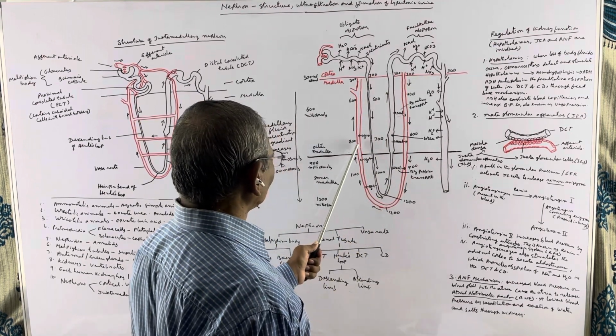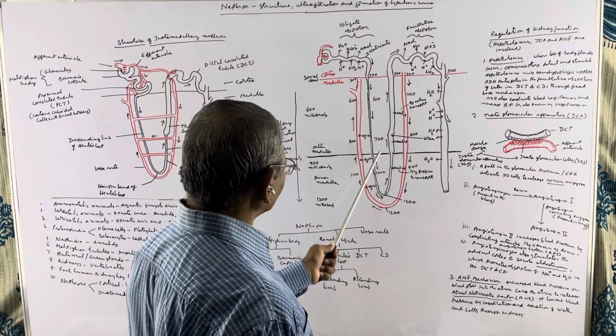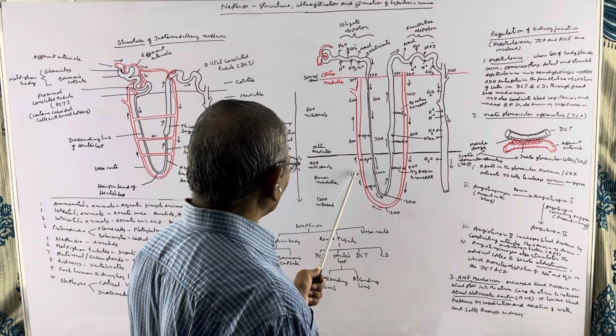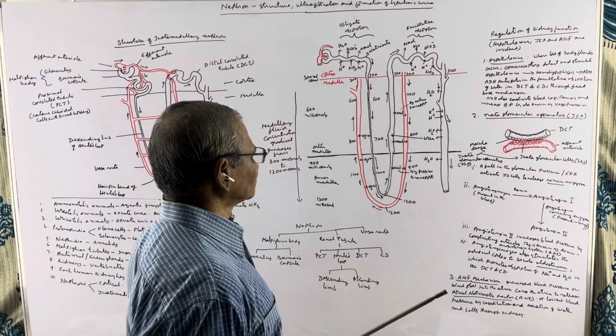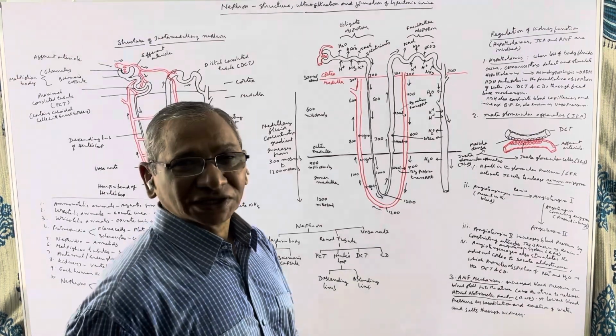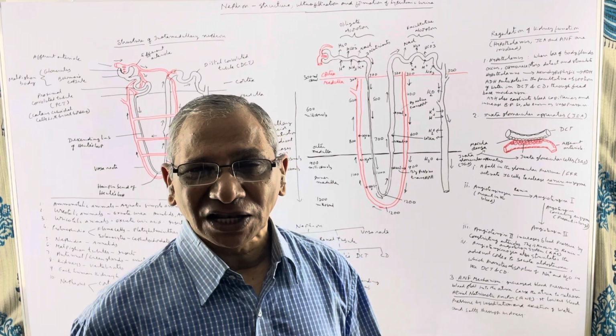Again, you take these two. In the descending limb of Henle's loop, the direction of flow is like this, and in the ascending limb of vasa recta, the fluid movement is like this. Why is it like this? It has great physiological significance.